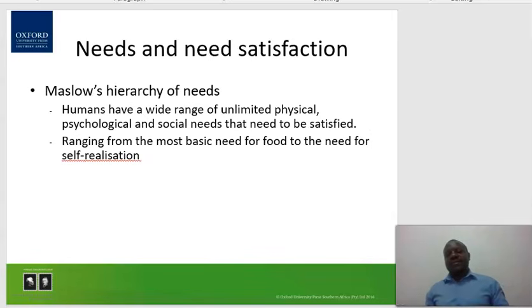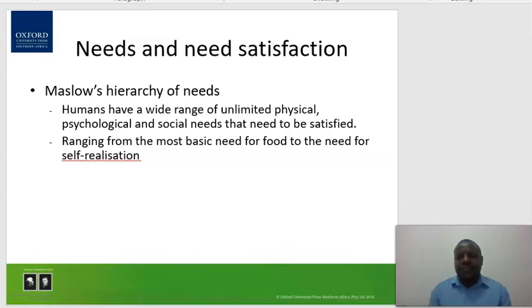I will move on to needs and need satisfaction. It is important to highlight that people generally have unlimited needs. You must have heard it from somewhere that people generally have unlimited needs. It is difficult to please a person to a point where they say, no, I am satisfied, I no longer need anything.